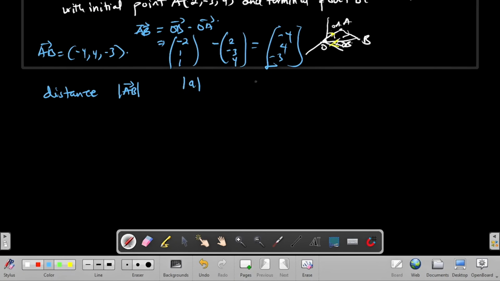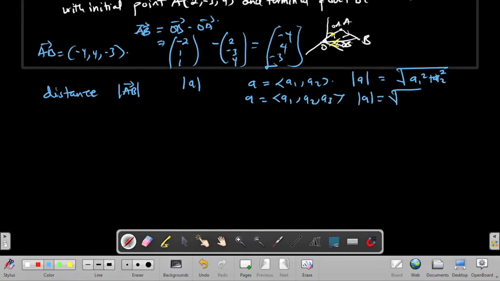If you have a general vector A, which is a two-dimensional vector A1, A2, to find the distance of A, this is simply equal to the square root of A1 squared plus A2 squared. As simple as that. If you have A, which is a three-dimensional vector A1, A2, A3, then the magnitude of A is simply the square root of A1 squared plus A2 squared plus A3 squared. As simple as that. So you simply have to do this. It's not difficult, right? Now let's solve some few set of problems here.